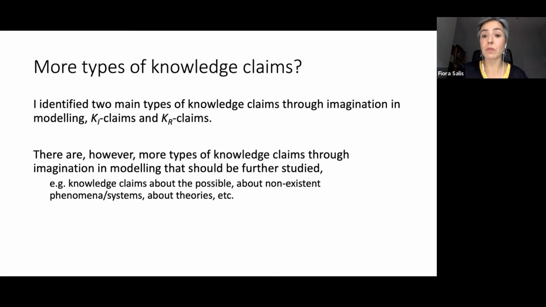There are also knowledge claims about non-existent phenomena or systems, like models of three-sex populations, right? Or models in synthetic biology, where we have models of theoretical systems that do not exist and that scientists are trying to realize in the lab, still not being able to do that. So these systems don't exist. And then, of course, knowledge claims about theories. All of these different knowledge claims will have different types of justification constraints and possibly different types of truth constraints operating on them. And so this is another area that needs to be further explored.